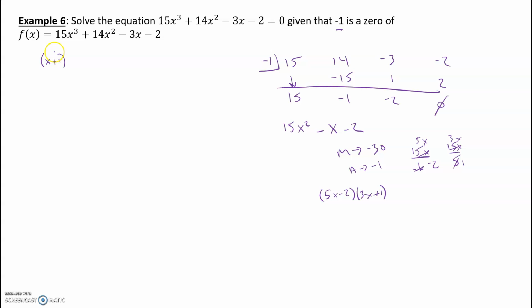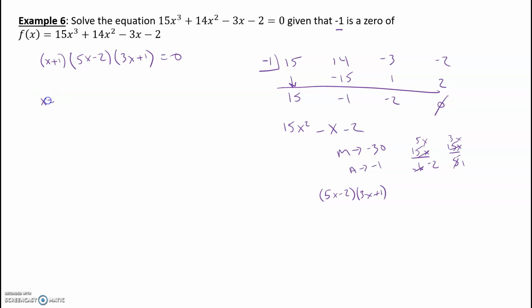So we already knew x plus 1 was a factor to get negative 1 as a 0. Now we know 5x minus 2 is a factor and 3x plus 1. So you can actually use this to factor. Okay, so if you have something that's really hard to factor, but you know one of the solutions, now we can find all of our solutions.